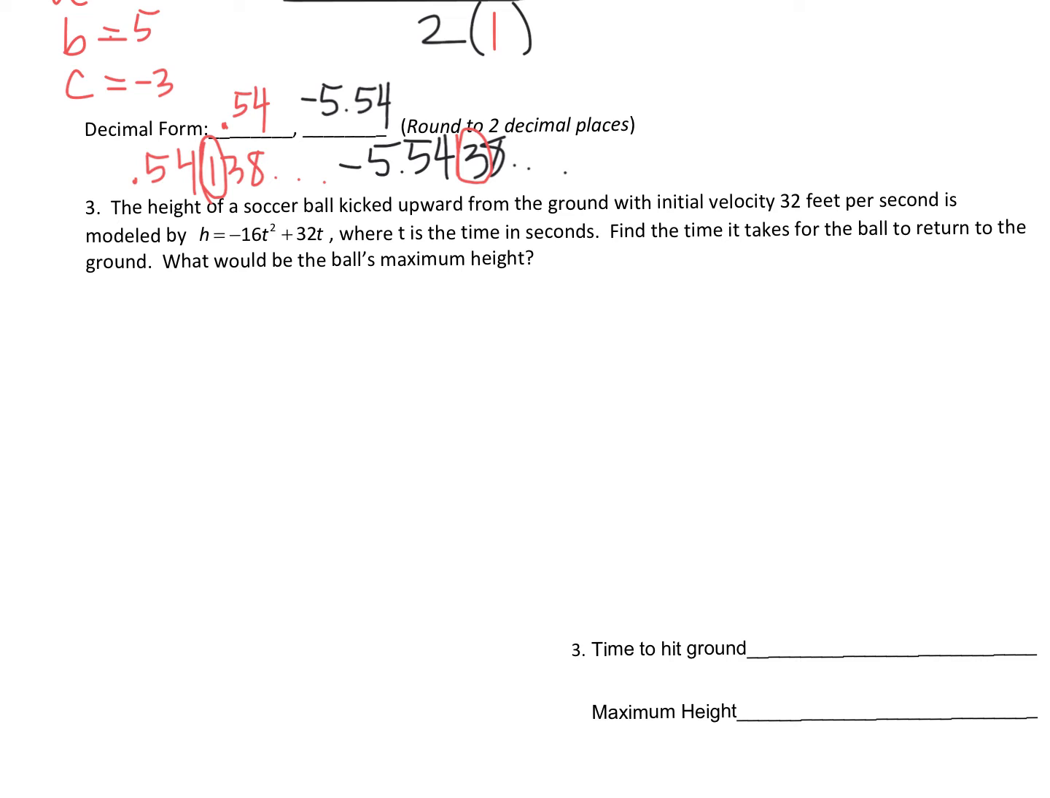Okay, for this one, we have a soccer ball that's kicked upward. Initial velocity is 32 feet per second, so imagine like kicking a ball, and the speed, if you measure the speed directly after it leaves your foot, or let's say you throw it, it is going 32 feet per second, which is relatively quick, but humanly doable.